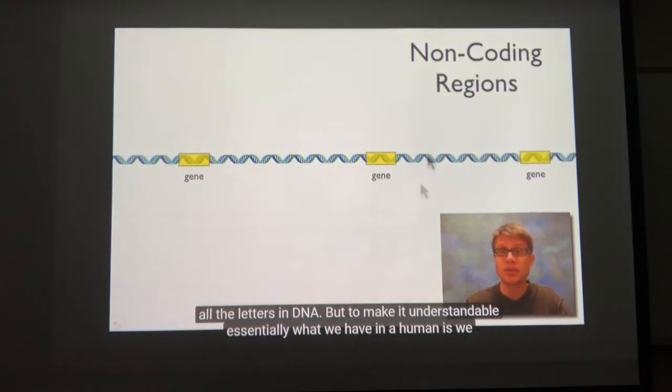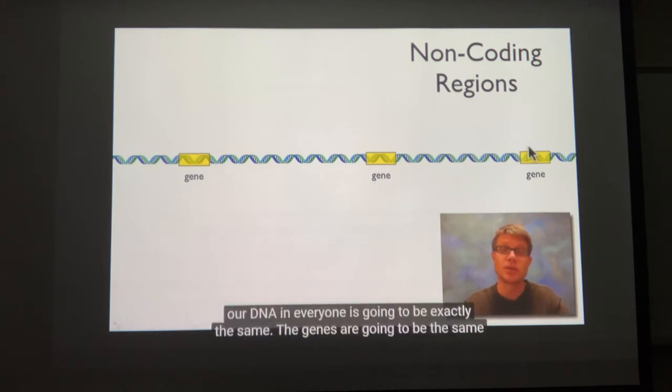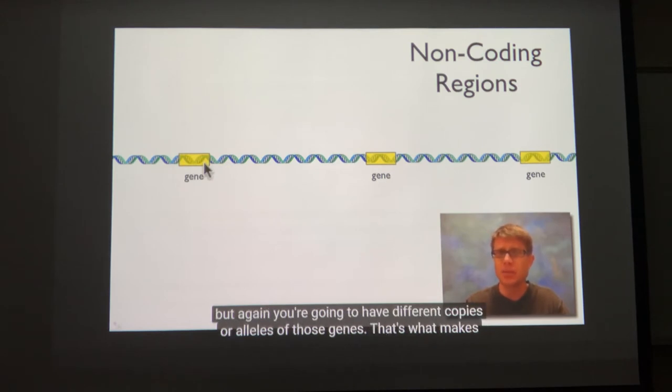But to make it understandable, essentially what we have in a human is we have long linear segments of DNA, but within that we have these genes. And so 99.9% of our DNA in everyone is going to be exactly the same. The genes are going to be the same, but you're going to have different copies or alleles of those genes. That's what makes you you.